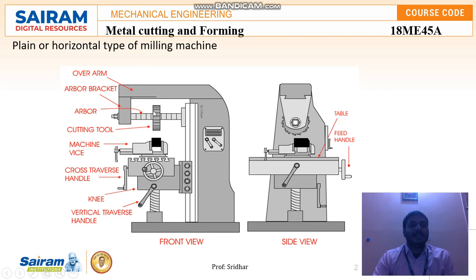So we're going to fix the cutter. Once the cutter is fixed, then we're going to fix the workpiece. The cutter will be selected based on the type of workpiece. Mainly, the tool should always be harder than the workpiece.